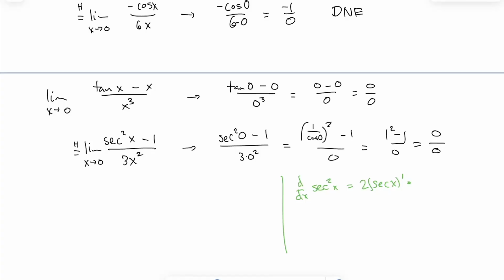Anybody happen to remember the derivative of secant? This is another obscure trig formula. Yeah? Yeah, it's secant x times tan x.